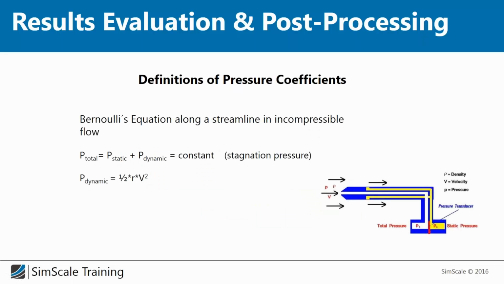And if we remember Bernoulli's equation from school, it says that the total pressure is constant along a streamline in incompressible flow. So we said that P total is equal to P static plus something we call P dynamic, and this is constant along a streamline. So the dynamic pressure is really the difference between the total pressure and the static pressure. With the pitot probe, we are measuring both total and static pressure, and the difference is the dynamic pressure, which is 1/2 rho v squared. Rho is then the density of the air.